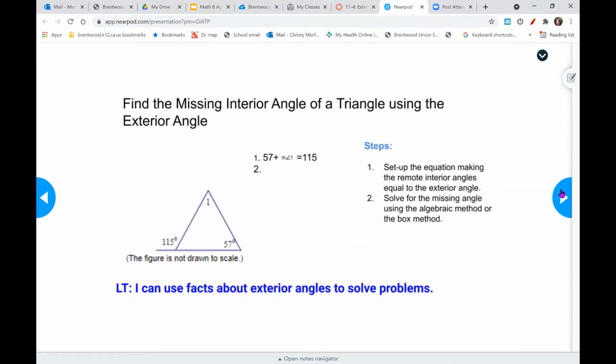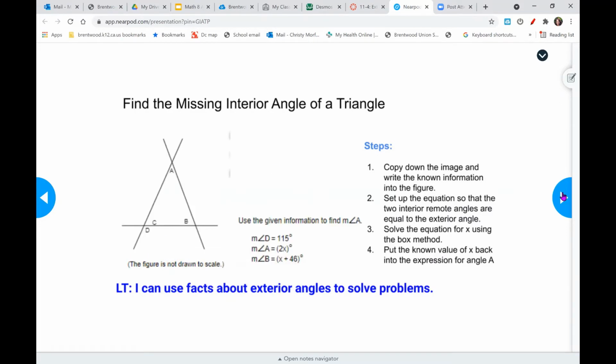Here's another one where you already have the exterior angle, and they want you to figure out an interior angle right now. So if you did not do your assignment yesterday, remember that you need to subtract these 2 numbers. If you look right here, it's 57 plus something equals 115. So to get the angle 1, you have to subtract 57 from each side to figure out the answer.